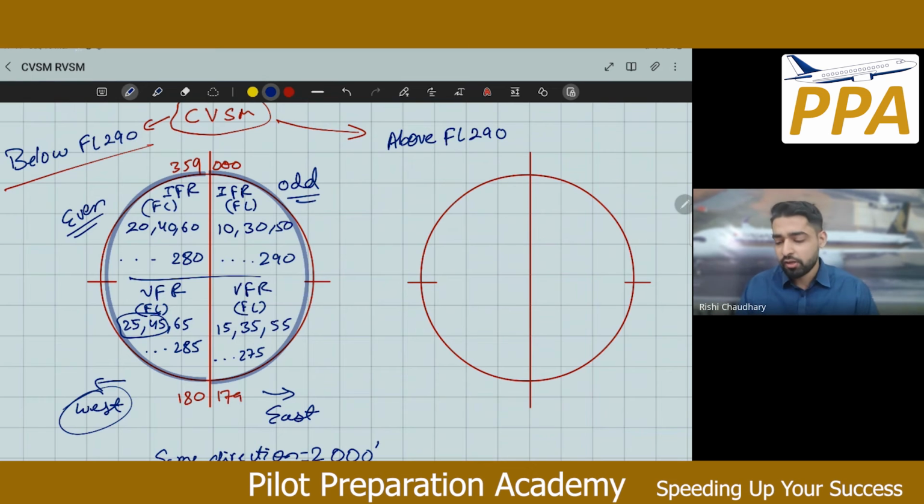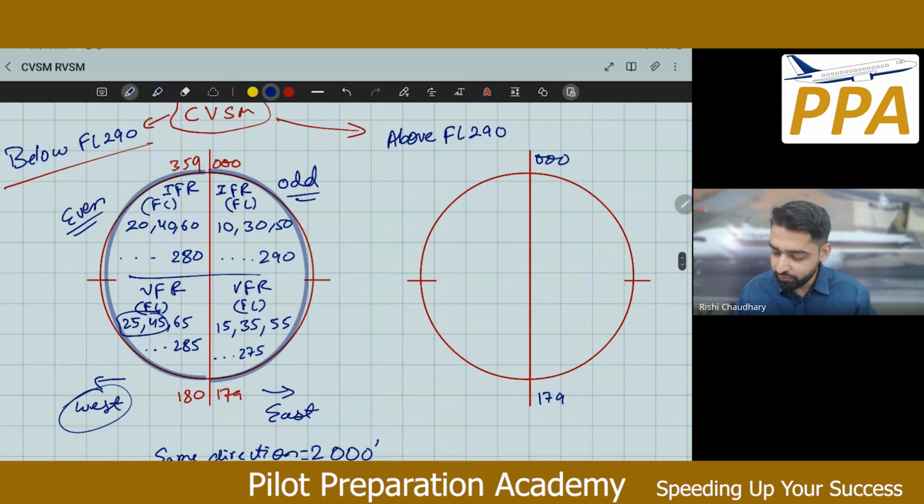Now let's go to flight level 29,000 feet. In this case, again, we'll have the same segregation. If the plane's heading is between 000 and 179, I'll make this group. And from 180 to 359, I have another group.